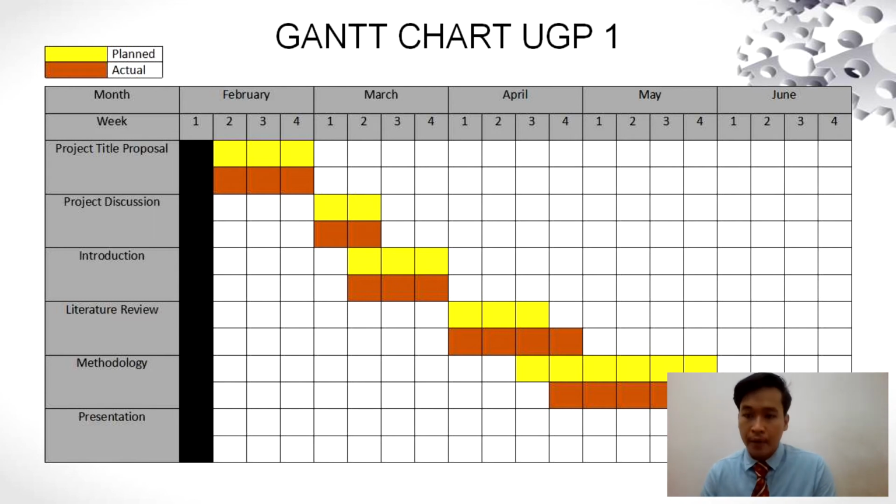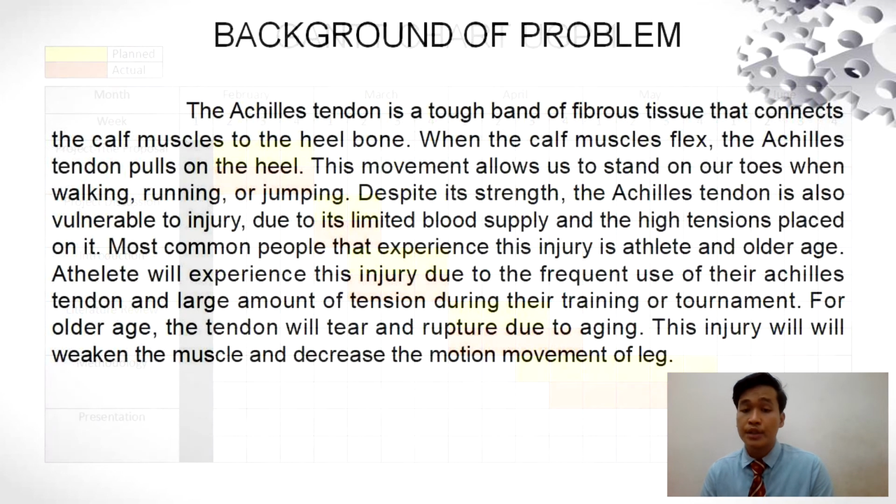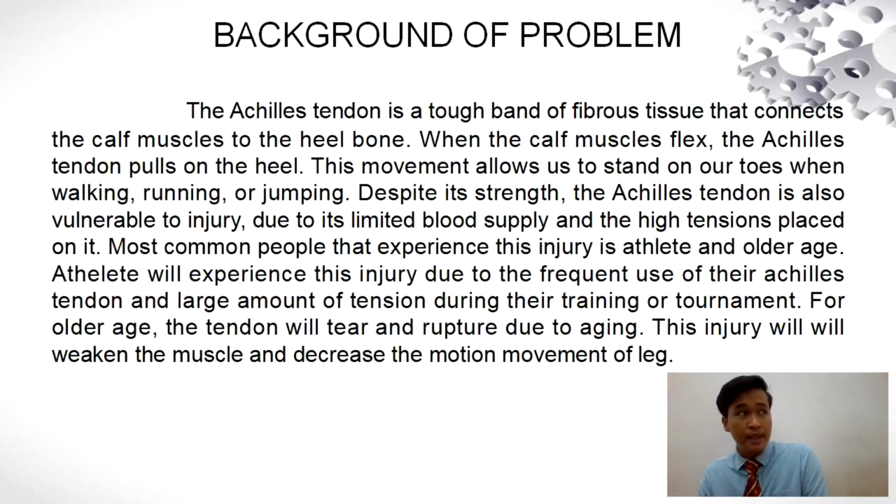Next is the background of the problem. The Achilles tendon is a tough band of fibrous tissue that connects the calf muscle to the heel bone. When the calf muscle flexes, the Achilles tendon pulls on the heel. This movement allows us to stand on our toes when walking, running, or jumping. Despite its strength, the Achilles tendon is also vulnerable to injury due to its limited blood supply and the high tension placed on it. The people who most commonly experience this type of injury are athletes and older people.